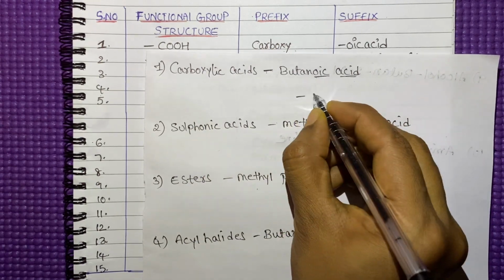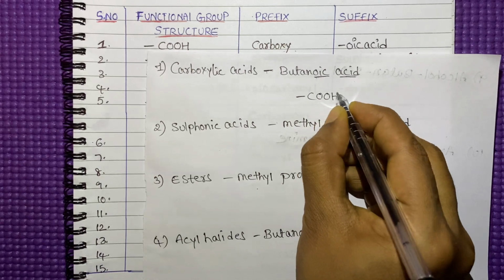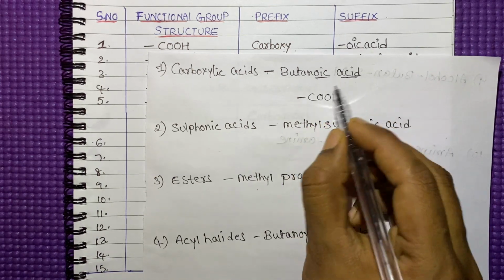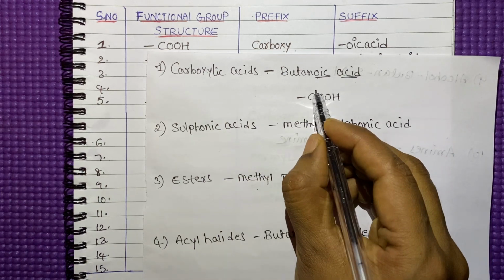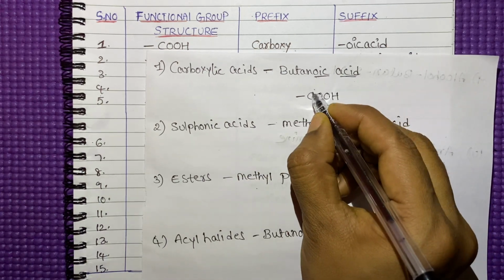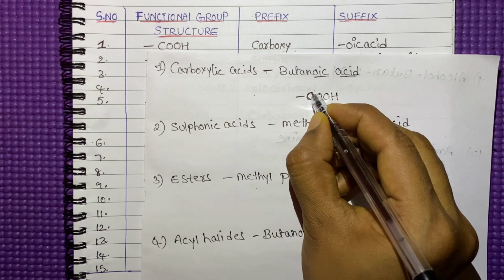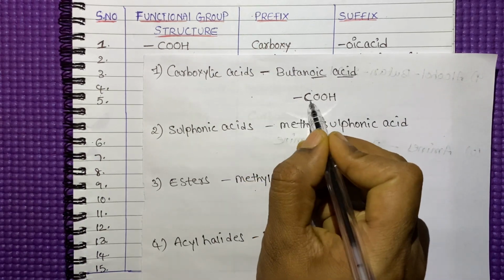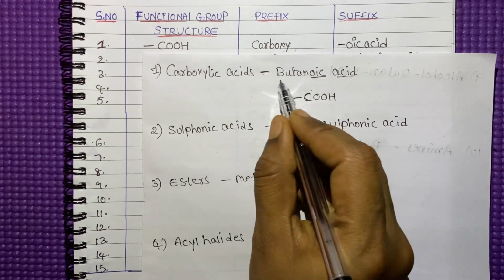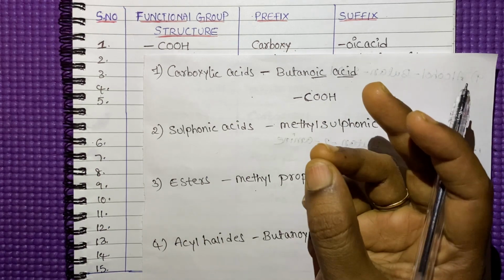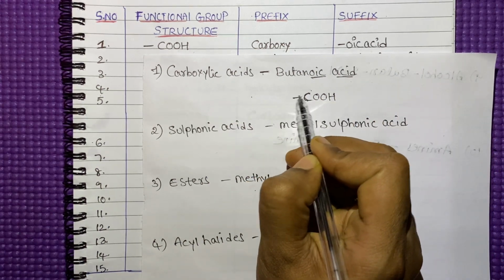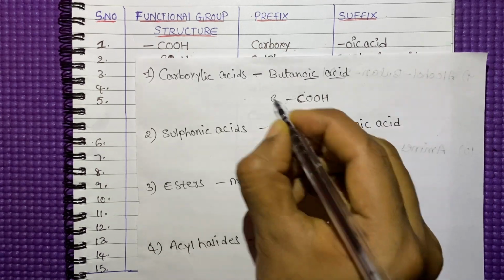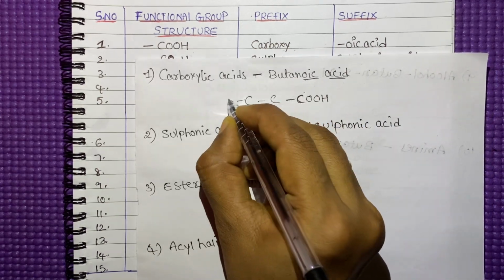See here, COOH. This functional group is always included in the main chain. So we have to consider this carbon also. Including this carbon, butanoic means 4 carbons, right? Meth, eth, prop, but. We need to include this carbon in the parent chain. So we need 3 more carbons.